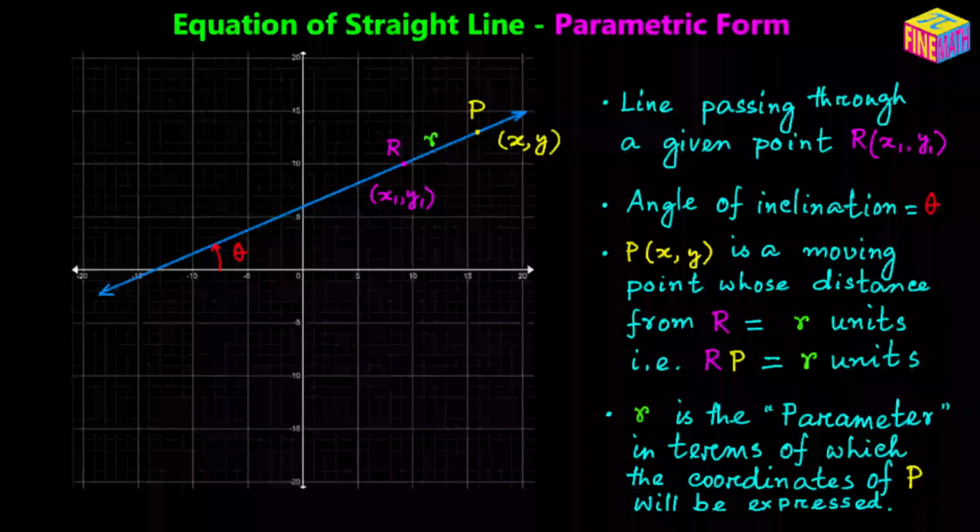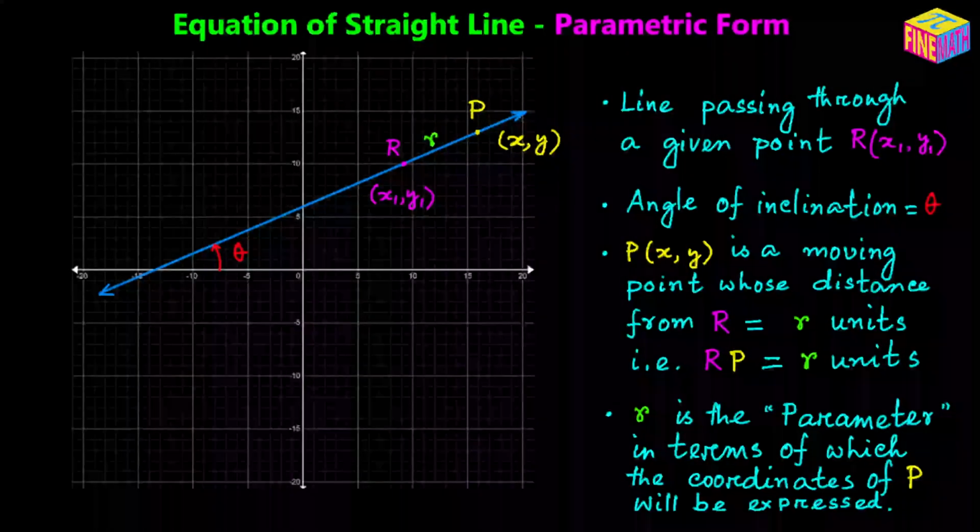Now let's take a point P which is a moving point, and let's assume that the coordinates of point P are x, y, and also let's assume the distance of P from the given point R is equal to lowercase r units. We will try to express the coordinates of the point P in terms of r and theta, and that is when we'll get the parametric equation of this straight line. So how are we going to express the coordinates of P in terms of r and theta?